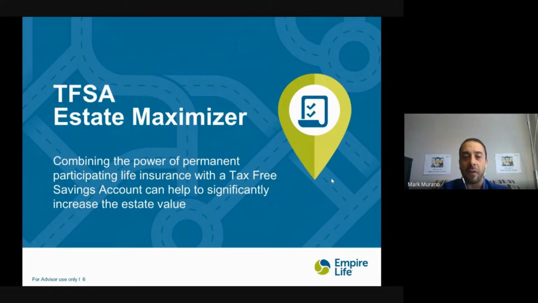It originated from an Empire Life wholesaler conversation with another advisor, an insurance specialist at one of the large investment houses, one of the bank firms. The conversation revolved around the TFSA specifically and how most people underutilize the TFSA and the opportunity. In a completely tax-free environment, most people hold very low risk, low return investments, such as savings accounts and GICs.